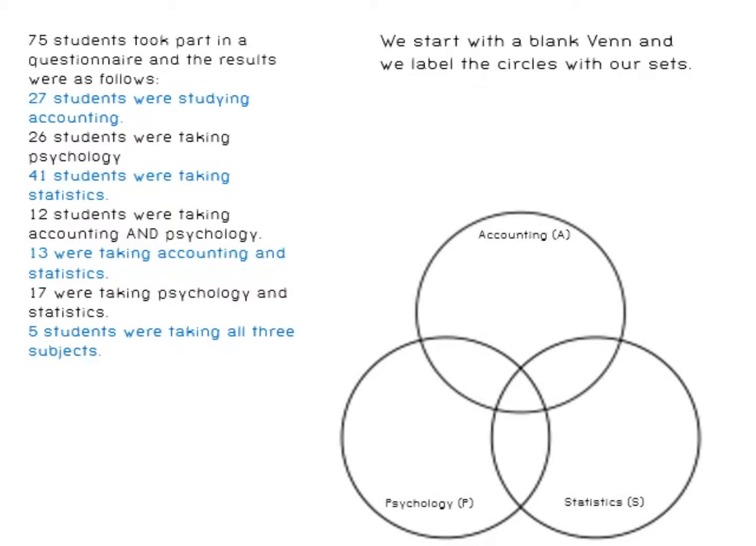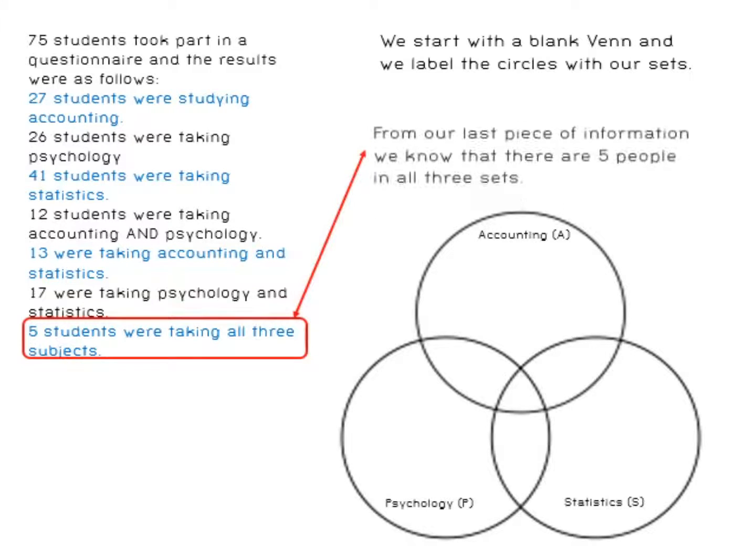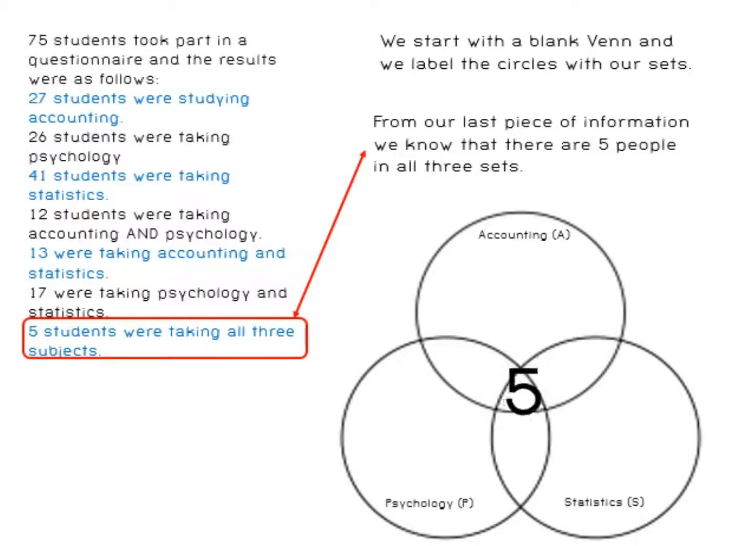We start with a blank Venn and we add the names of our sets, remembering that everything that's inside the circle is inside the set. There is one area in all three circles, and that's the center where we can put the 5 people who are in all three classes.